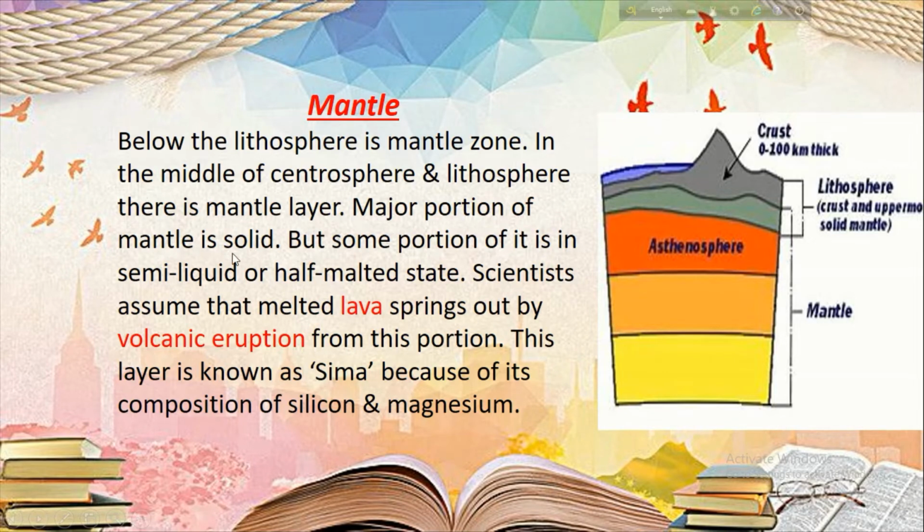The major portion of the mantle is solid. I told you the upper portion of the mantle zone is solid, but some portion of it is in a semi-liquid or half melted condition. Scientists assume that melted lava springs out by volcanic eruption from this portion. And what is this lava? This layer is known as sima because of its composition of silicon and magnesium. Due to the availability of silicon and magnesium, this layer is known as the sima.